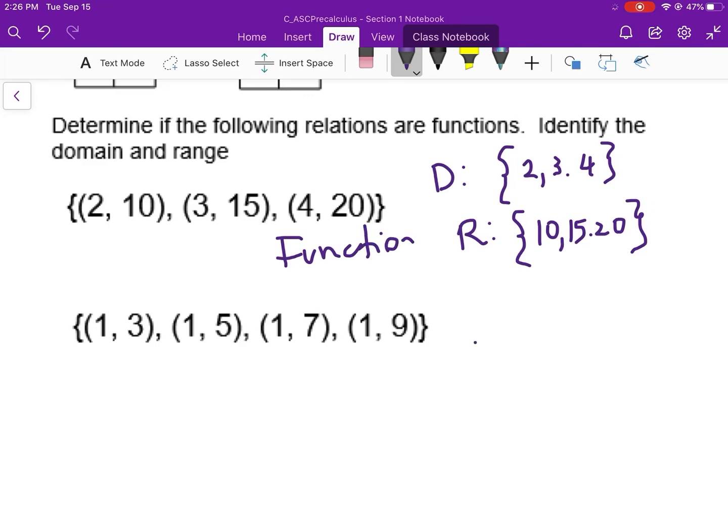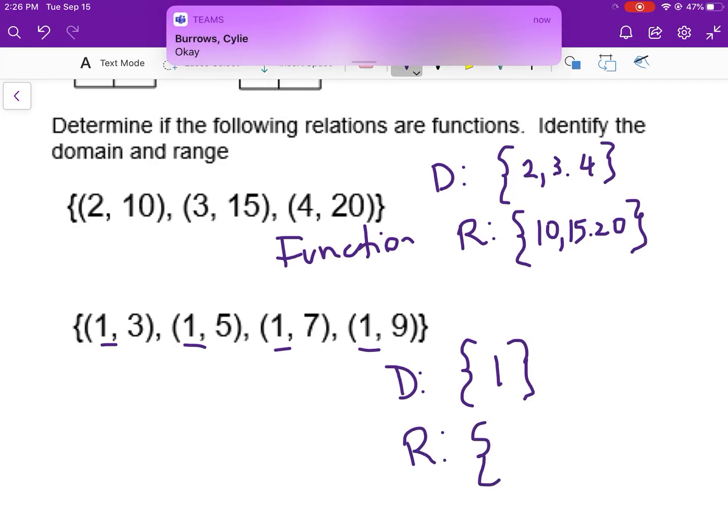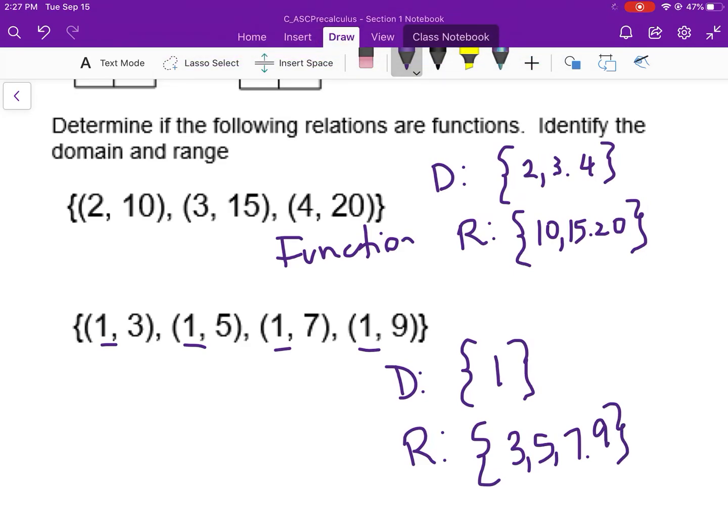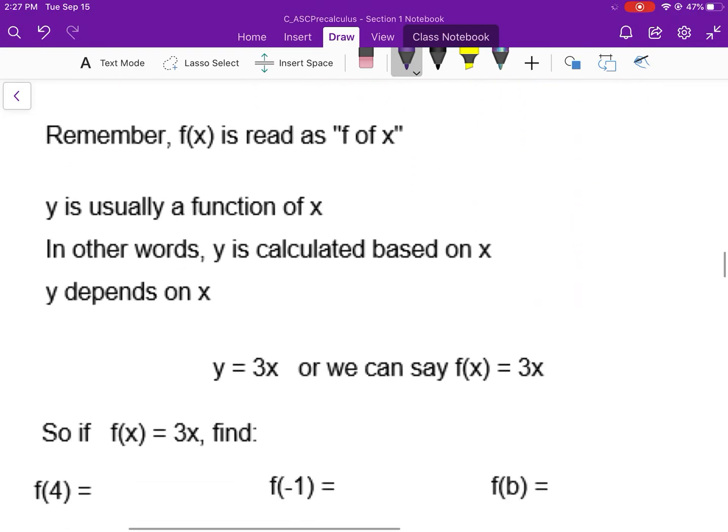And I look at the next one, my domain is 1, 1, 1, 1. I'm only going to write the 1 once. And my range is 3, 5, 7, and 9. Is this a function? This is not a function because 1 is paired with 4 numbers. So this is not a function.